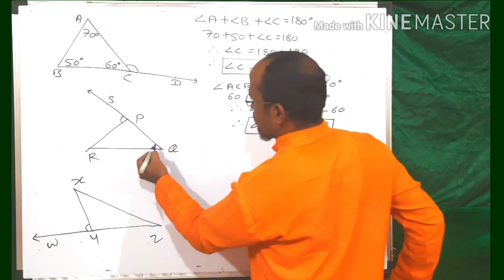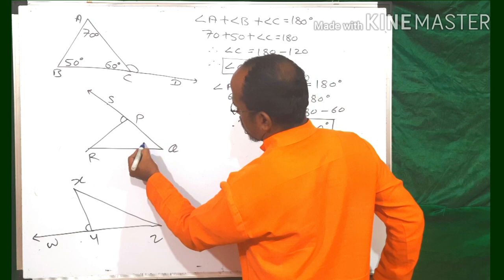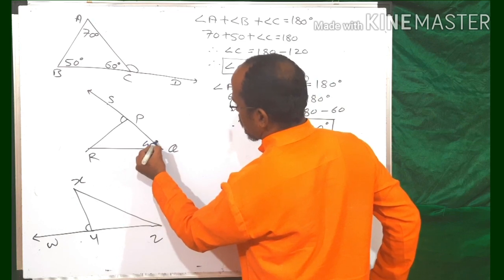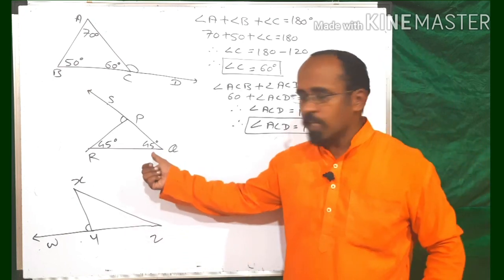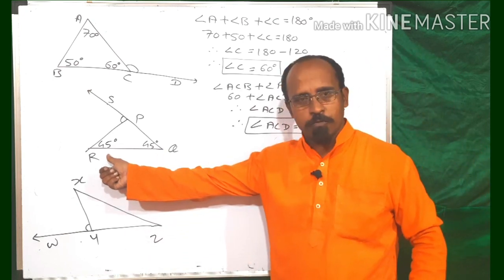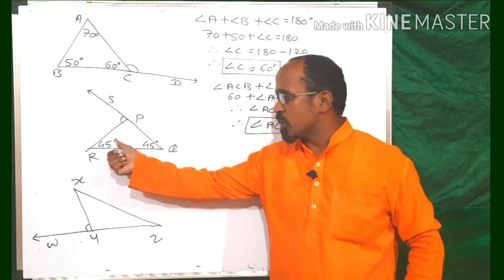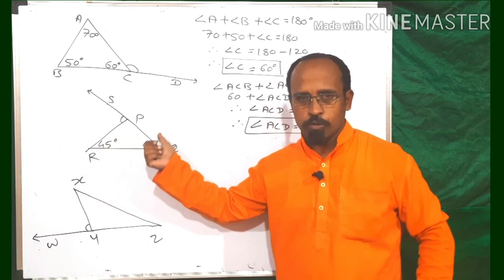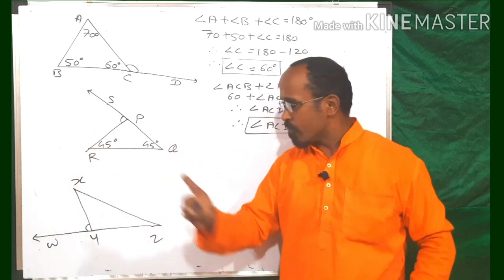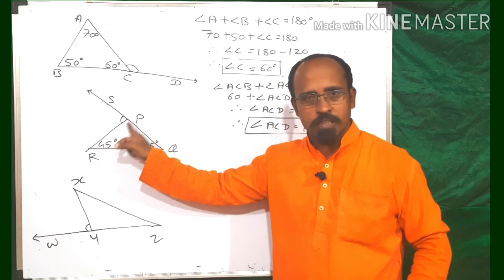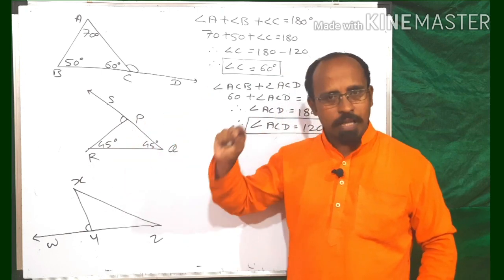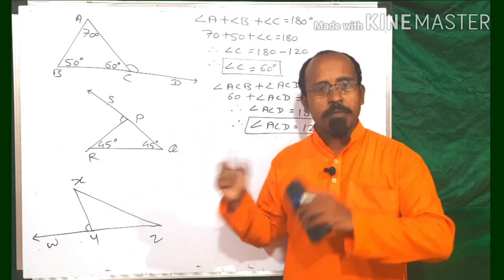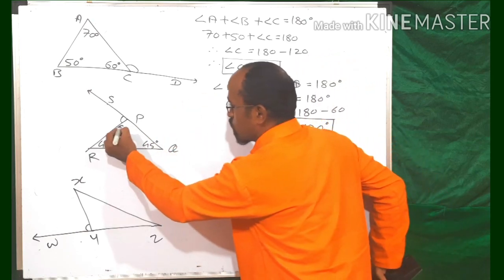Suppose this angle is 45 degrees and this angle is 45 degrees. Angle Q is 45, angle R is 45. So addition of these two angles will be equal to 45 plus 45, 90 degrees. But addition of all three angles is 180. So if these two angles are 90, the third angle will be 180 minus 90. So this angle will be equal to 90 degrees.